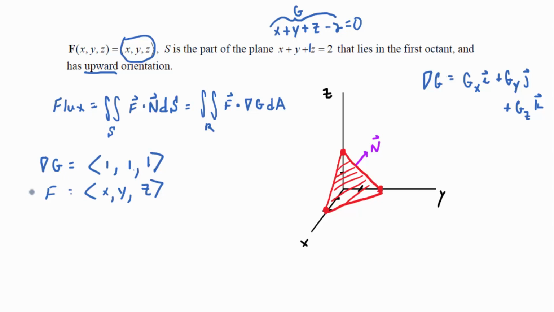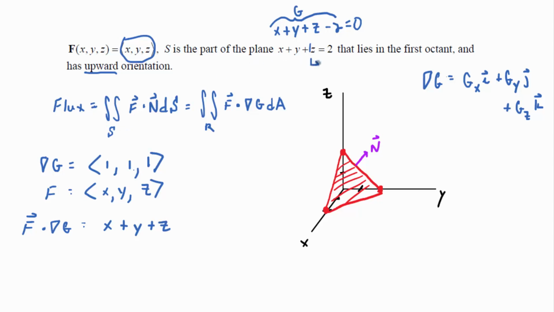So what does F dotted with del G turn out to be? X plus Y plus Z. Yeah, not too bad. But that's not the integrand we're going to go with, is it? Because we're turning this surface integral into a double integral, and you have to have only 2 inputs there. And usually it's x and y if you integrate in the usual way. And so what do we do?